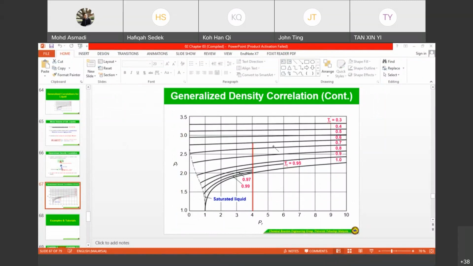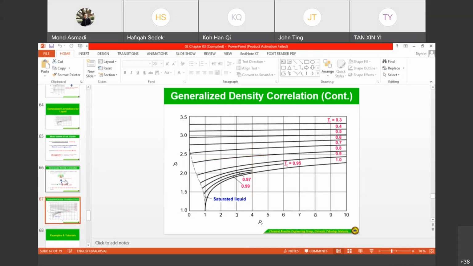Okay, and then 0.8. So you can just read it. This one, you can get the value of rho R. Just substitute into the previous equation. This is for the saturated liquid. This line is for the saturated liquid. Okay, that is another method that you can use.